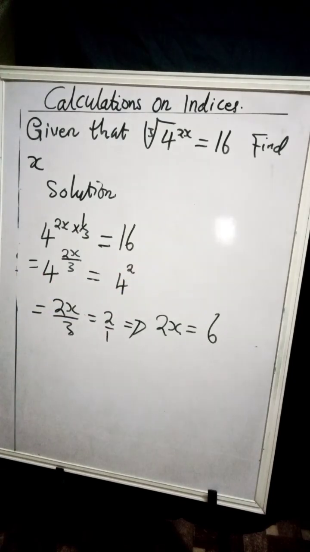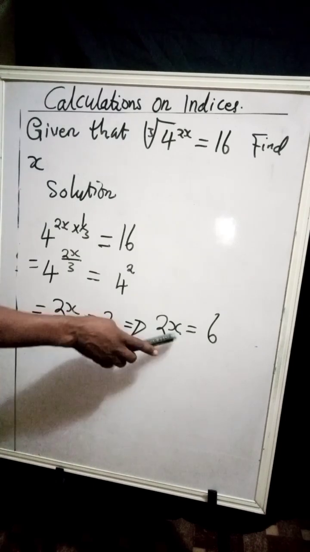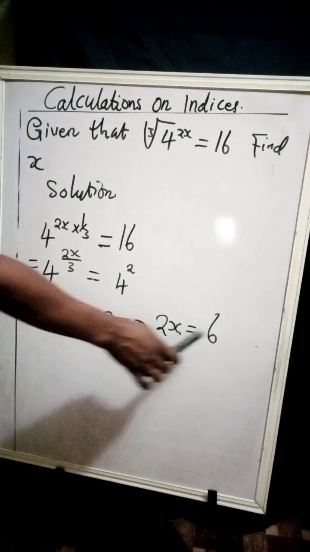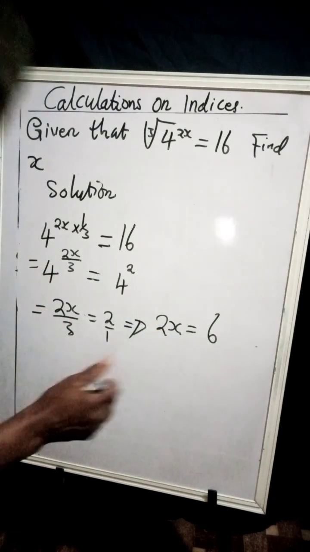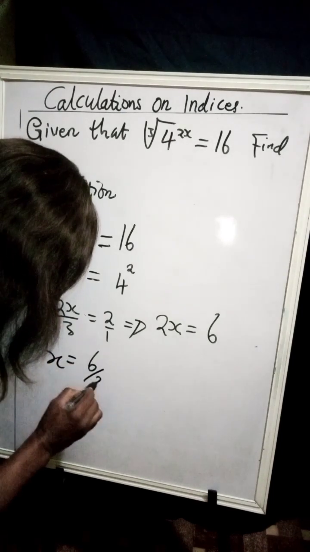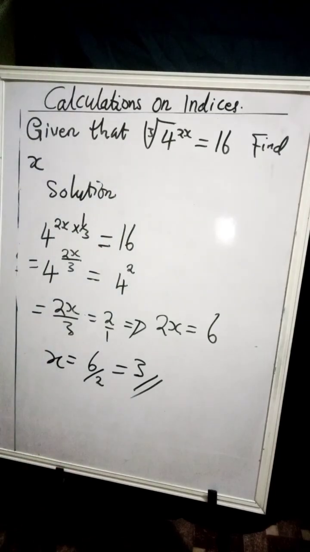So in that case now, we do cross multiplication. 2x multiplied by 1 will give us 2x. Then this multiplied by this, that is 3 multiplied by 2, will give us 6. In which we have that x is equal to 6 over 2, divided by 2. That will give us 3. Hope it is clear, right?